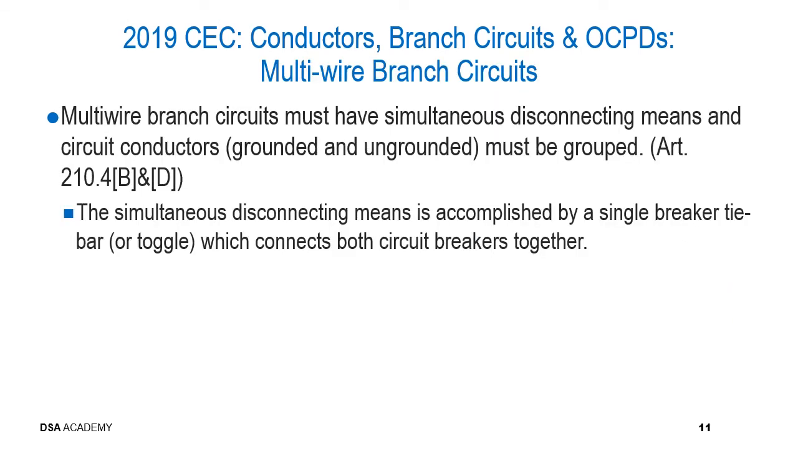Also associated with multi-wire branch circuits is the requirement that they must have a simultaneous disconnecting means, and circuit conductors, grounded and ungrounded, must be grouped. So we discussed that in the previous slide. This particular requirement is again addressed in Article 210.4(B) and (D). And the simultaneous disconnecting means is typically accomplished by a single breaker tie bar, or toggle, sometimes it's called, which connects both of the circuit breakers together.